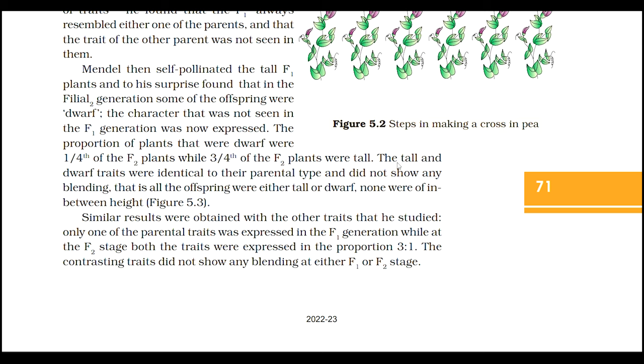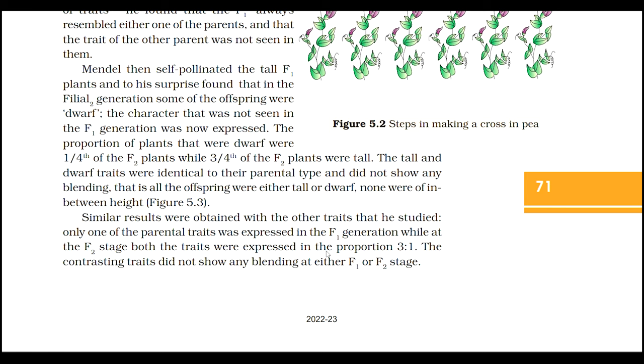The tall and dwarf traits were identical to their parental type and did not show any blending. That is, all the offspring were either tall or dwarf. None were of in-between height, which is given in Figure 5.3. Similar results were obtained with the other traits that he studied. Only one of the parental traits was expressed in the F1 generation, while in the F2 stage both the traits were expressed in the proportion 3:1.